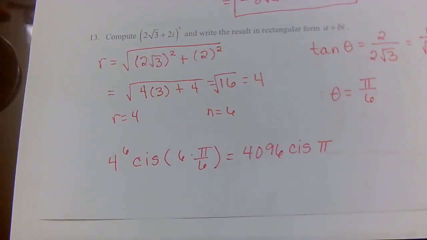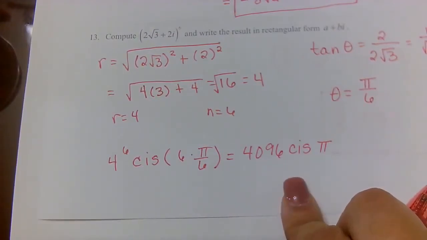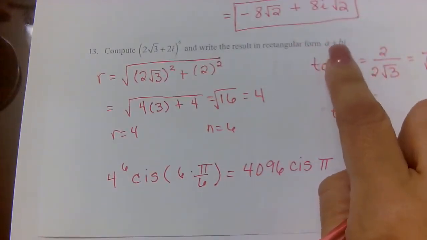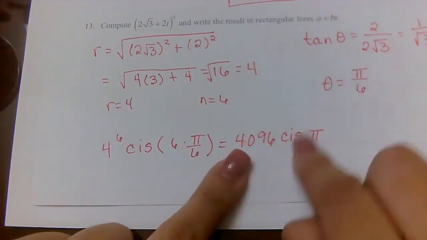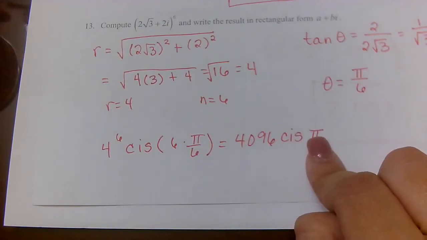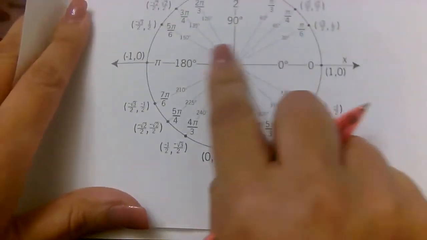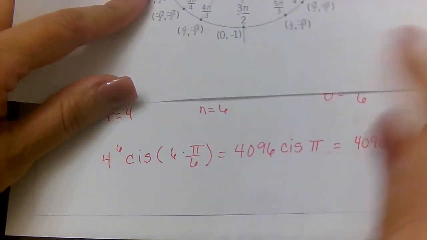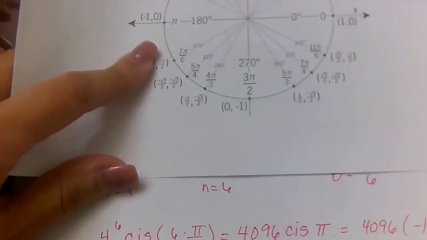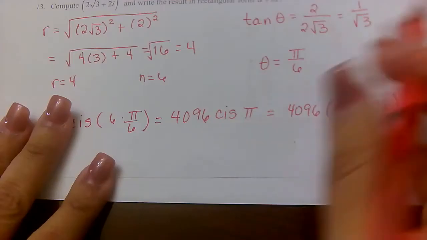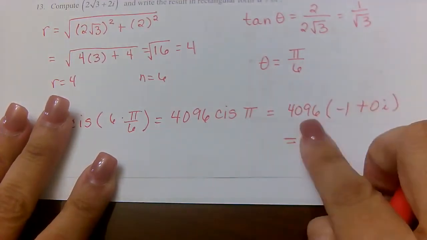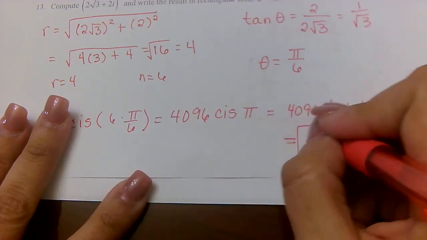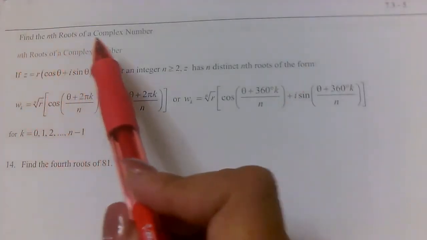Okay. Go back and say, wait a minute, it doesn't want it in polar form, it wants it in rectangular form, in this complex form. So let's go ahead and evaluate. What is cosine of pi? So again, use your unit circle. Cosine of pi is -1 plus i sine of pi. Sine of pi is just 0. So now we just distribute, and we're going to say this is going to be equal to -4,096. So what we're going to do now is find the nth root of complex numbers.